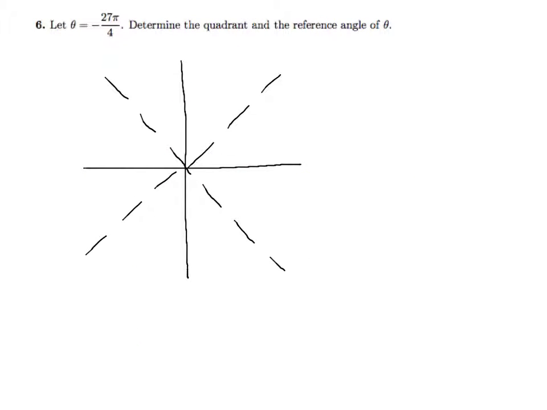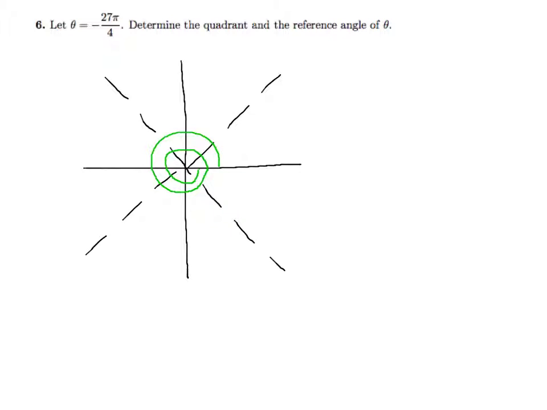Okay, this is number 6. It says let theta equal negative 27 pi divided by 4. And we need to determine the quadrant and the reference angle of theta. So it's negative. We know we're going to go clockwise. So we start at 0 and we're going to go one full rotation. That's 8 pi over 4, or 2 pi. And we're going to go another rotation around.